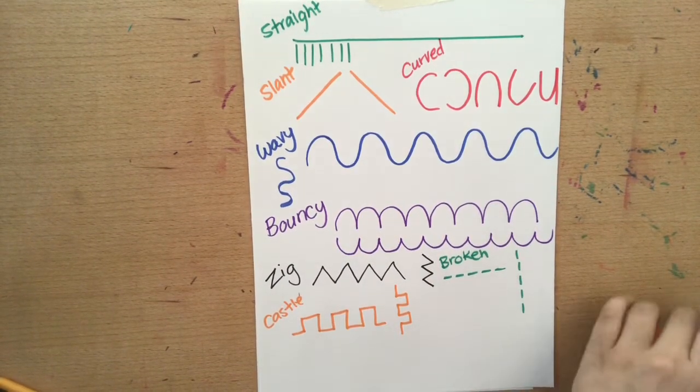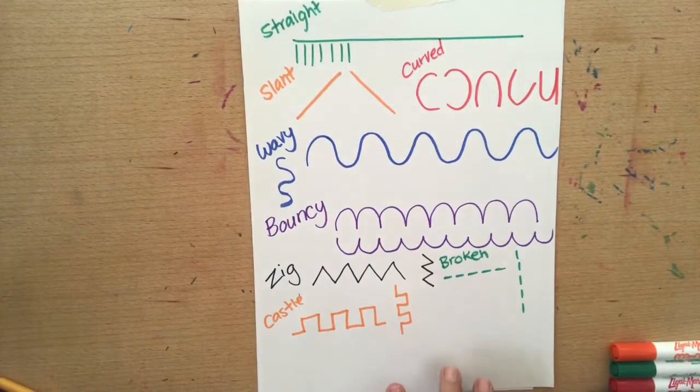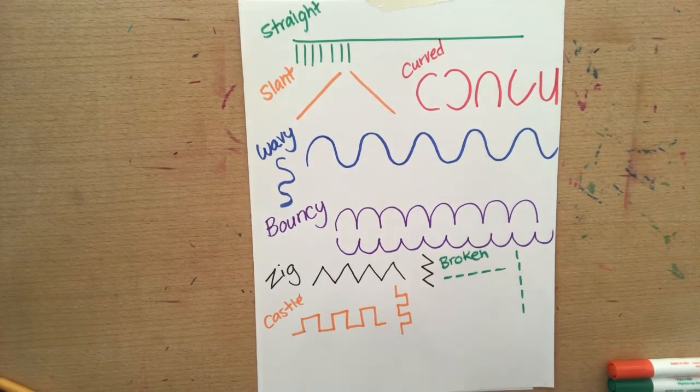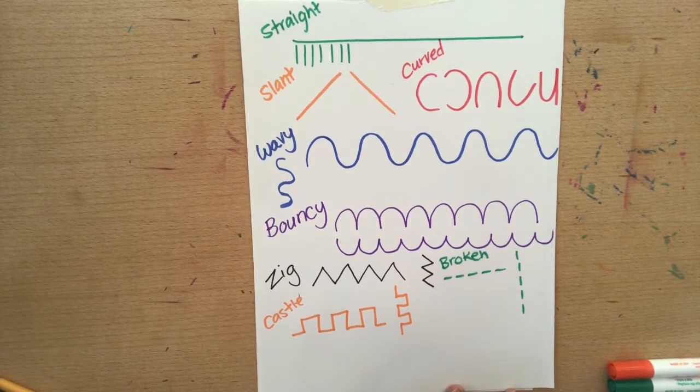Now, there's one more type of line that I'm going to squeeze onto this page, and then we are going to make our project. And that line is called a spiral.